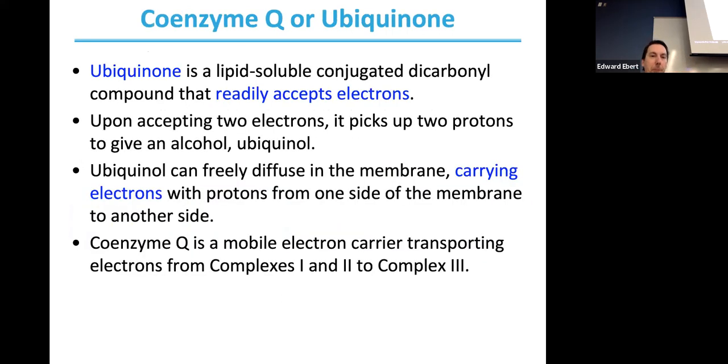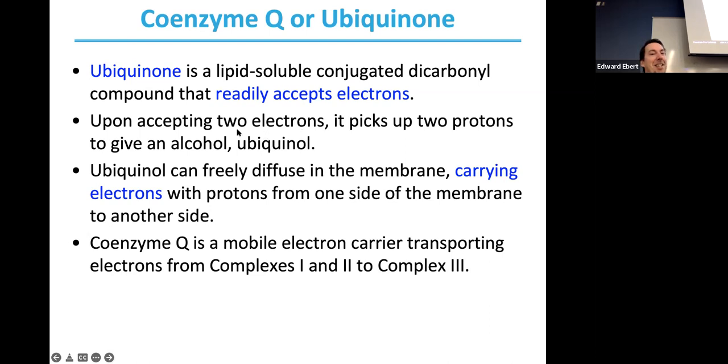Okay. We also see some mobile carriers in there as well. Ubiquinone, which I will talk about way more than we need to, is lipid soluble, so it can move through the membrane on its own. It's not attached, but it's hydrophobic, so it'll slide through the membrane to transfer an electron from one complex to another complex. It readily accepts electrons.